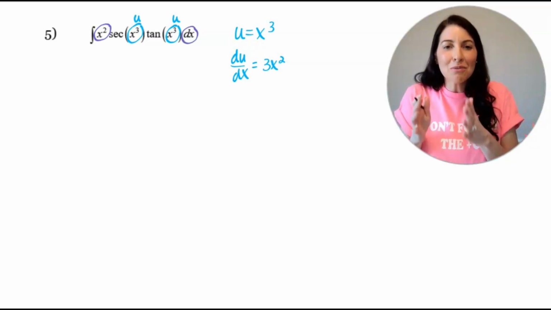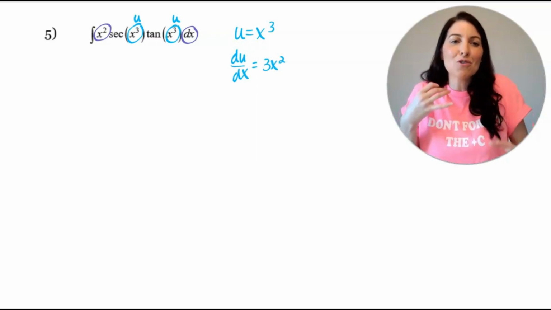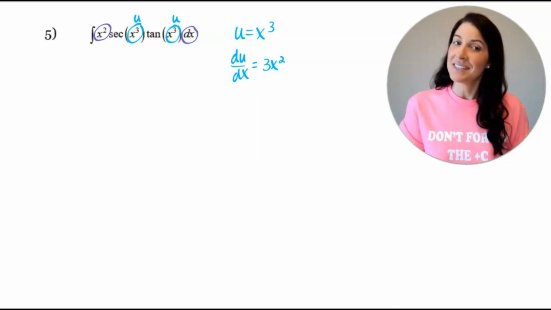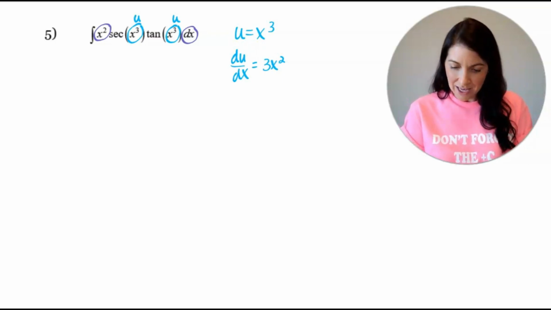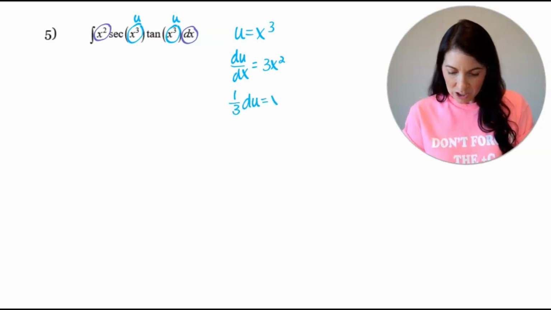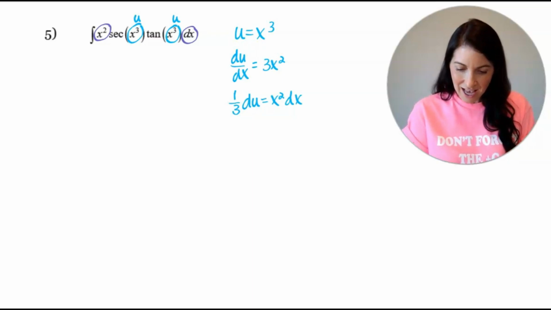And looking at my derivative in blue, I want to try to form x squared dx so I can substitute the variable u back in. And I can form that if I divide by 3 and I multiply over the dx. And there we go, x squared dx. I can replace that with 1/3 du.